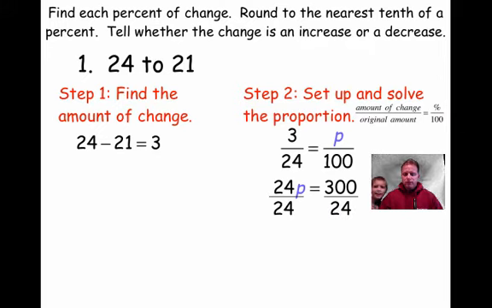What do we get then? So what's 24 divided by 24? 1. Anything over itself is a big fat 1. And we'll get 12.5. So our percent of change is 12.5. The tenth place is where the 5 is at, and so we don't need to round it because it came out exactly.